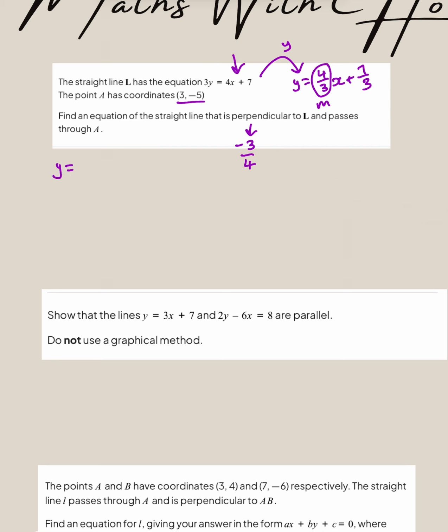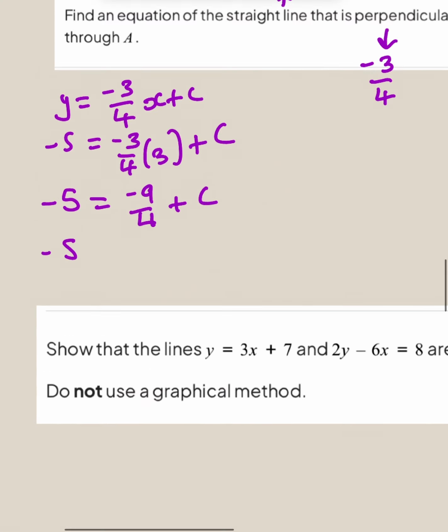So y is going to equal -3 over 4 x plus c. And now I just need to substitute this point in. So y is -5 equals -3 over 4 times 3 plus c. So now we just need to solve this. So this is going to be -9 over 4 plus c. So I need to do -5, I'm going to add 9 over 4 and that will get me what c is.